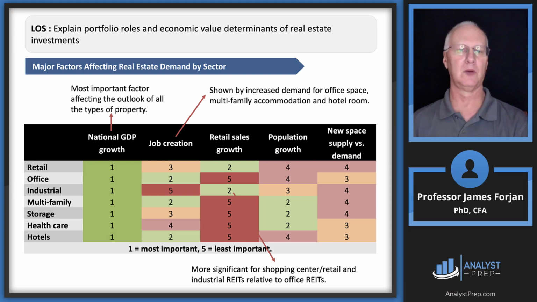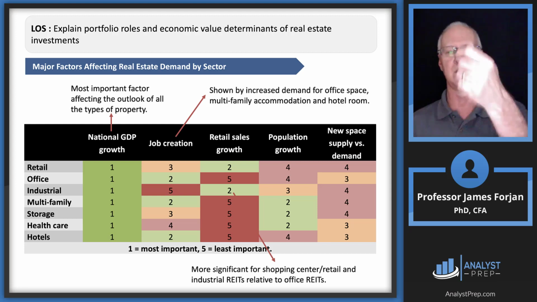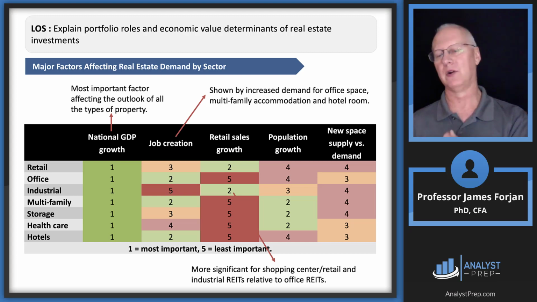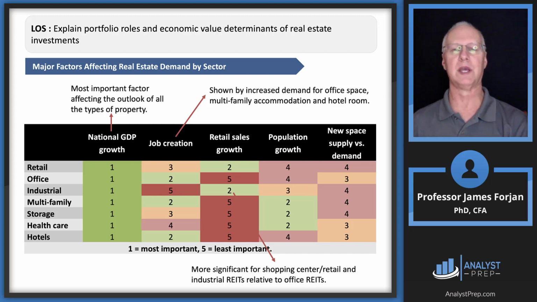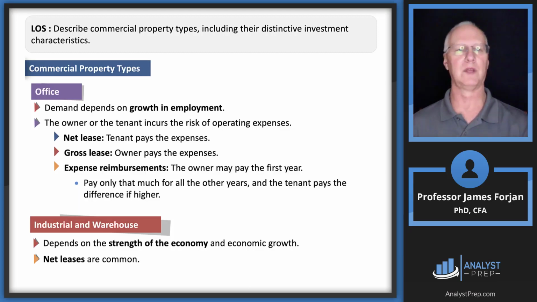So that's probably a really good one to remember, since there are a whole bunch of ones in that column for all of the different sectors inside of real estate. And then it's probably good to memorize the other end of the extreme, retail sales growth. Notice that most of those are fives, with the exception of shopping centers and maybe retail centers. And then notice there's a bunch of 2s, 3s, and 4s in there. Those probably don't lend themselves to be great exam questions. So if you remember job creation, population growth, and supply and demand for new space, those are somewhere in the middle. You could probably answer a question on the exam.